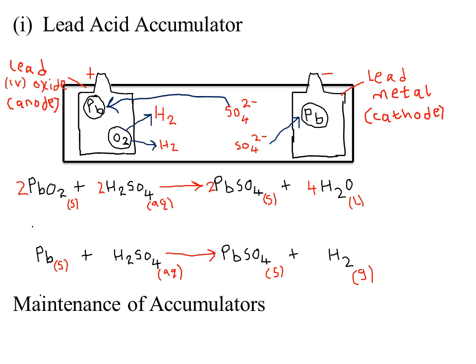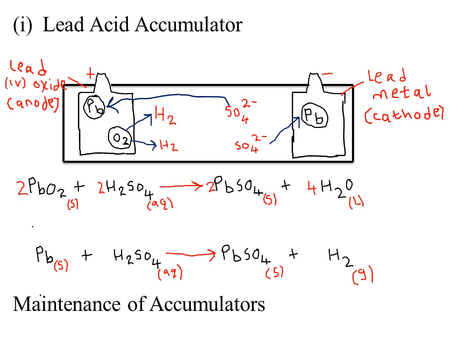Then the sixth way of maintaining accumulators is that the terminals should always be kept clean and greased. Remember, grease protects the terminals and also reduces some friction because it is a lubricant. So the sixth way of maintaining accumulators is that the terminals should always be kept clean and greased.